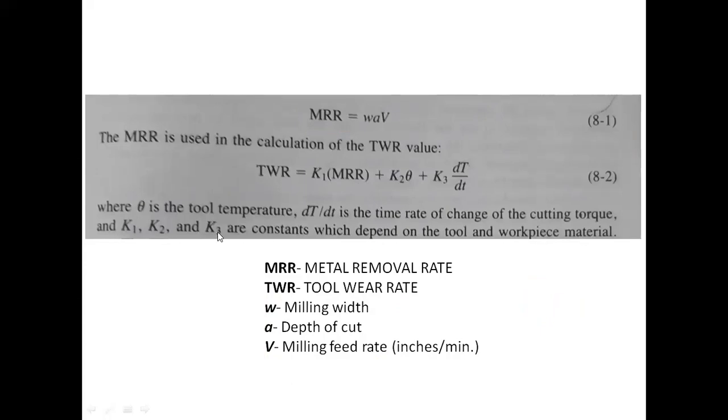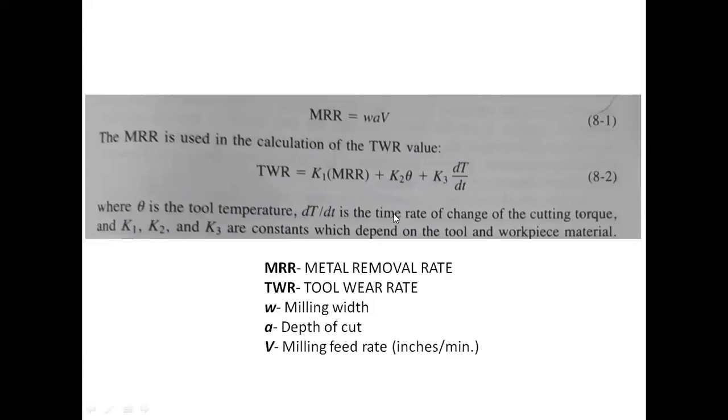So these are constants. We'll obtain them from experiments. This is one drawback of the system, that you have to perform the experiments to know the constants K1, K2, K3 for the tool and workpiece material. Other thing, theta is the tool temperature. Very simple, tool temperature. This will be measured by the sensor, isn't it?